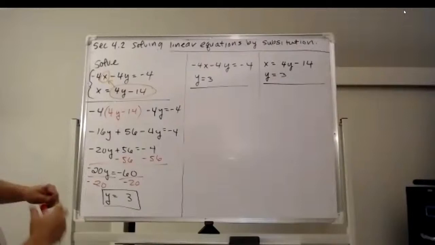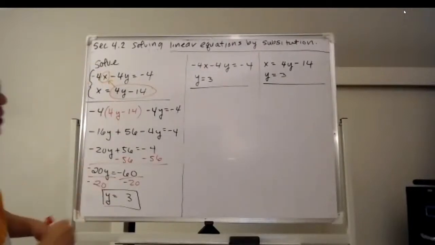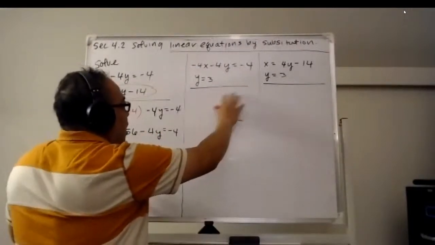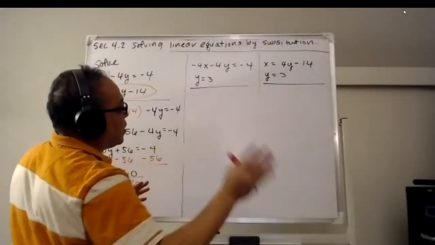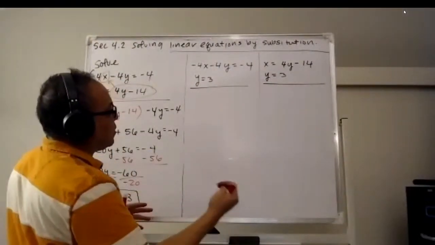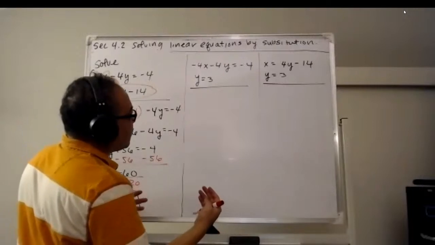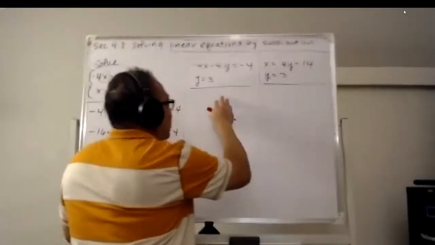Okay, so now in this question, we solved one of these, and then now let's plug. You don't have to do both of these. You only do one of these, and this will give you the X value. You pick the one that you think is easier. For me, I think this one's easier, but you could just as well do this.